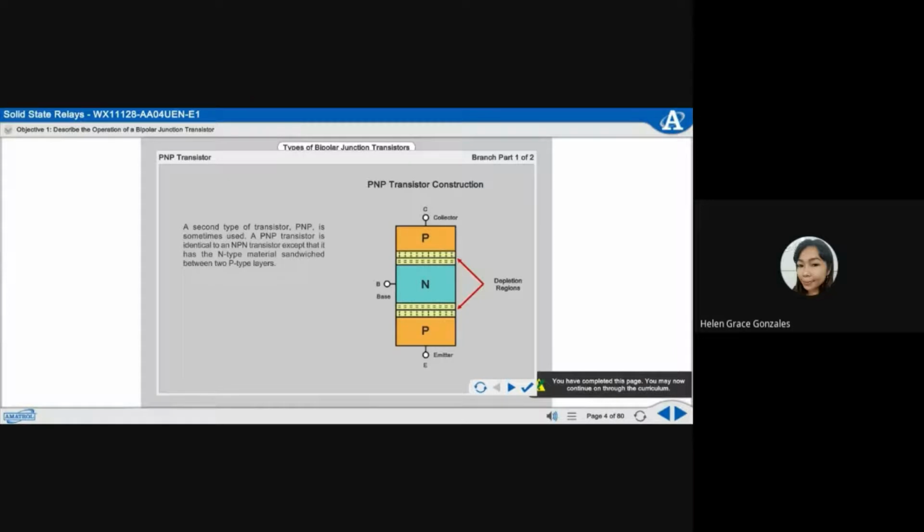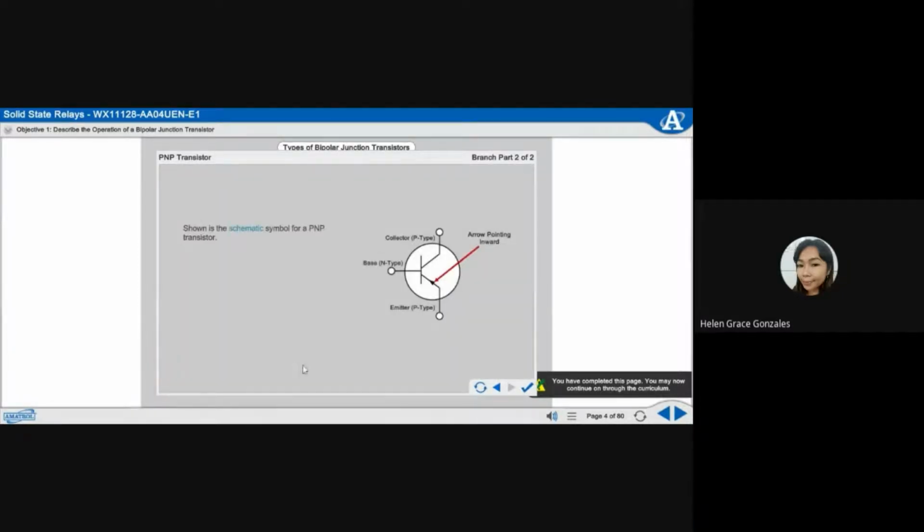A second type of transistor, PNP, is sometimes used. A PNP transistor is identical to an NPN transistor, except that it has the N-type material sandwiched between the two P-type layers. A PNP transistor has an N-type base and P-type collector and emitter. Shown is the schematic symbol for a PNP transistor. Notice that the emitter has an arrow pointing inward. In a bipolar transistor, the arrow is always located on the emitter side of the symbol and points toward the N-type layer.